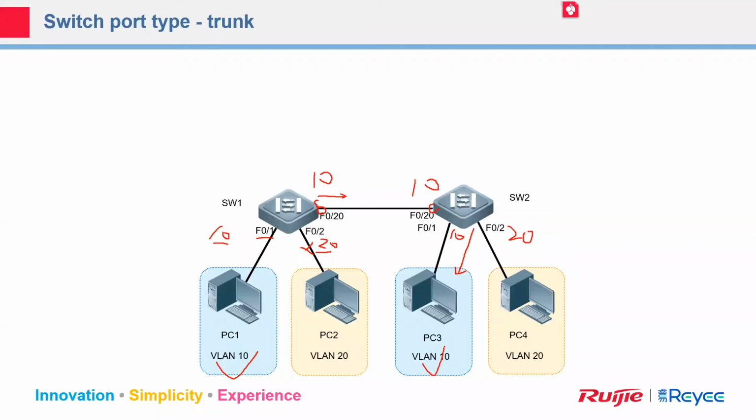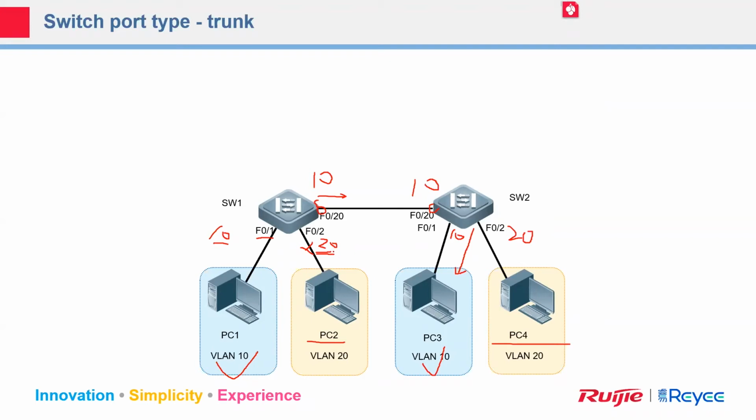But in this scenario, can PC2 and PC4 communicate with each other or not? Yes or no? If in this configuration, no, right? Because let's see the process. PC2 sends out the packets to switch 1. Switch 1 will add the VLAN, which is VLAN 20.